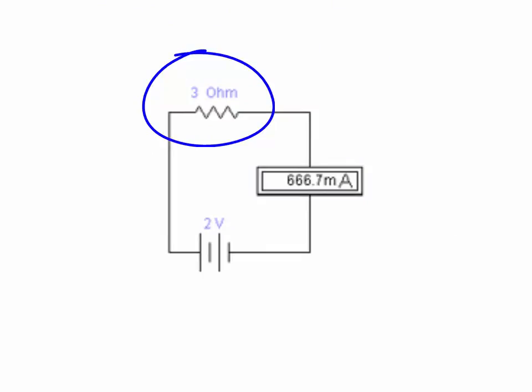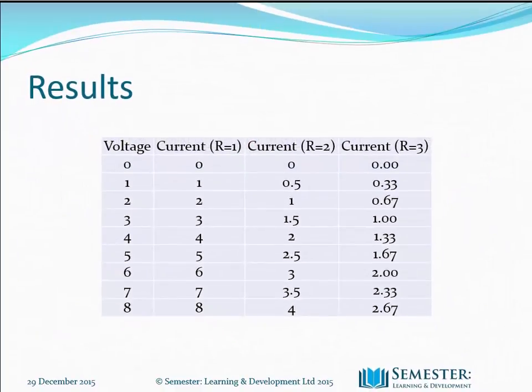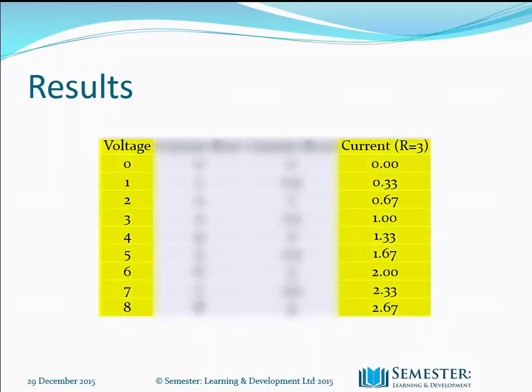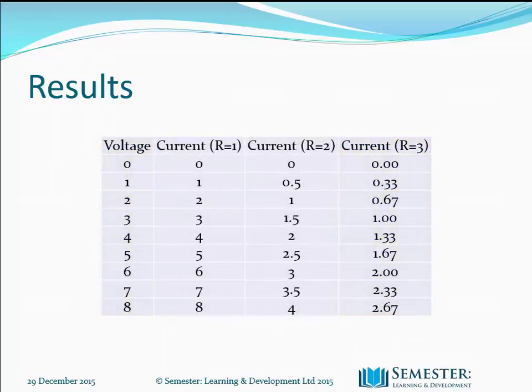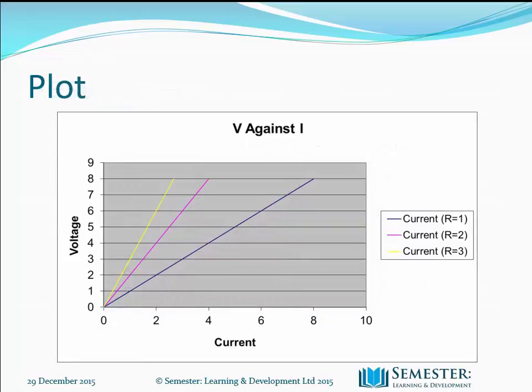If we then increase R1 to 3 ohms, this is what we get. We can see that the current has reduced again. To demonstrate visually, let's plot these in a graph. We can see that the voltage is directly proportional to current as long as the resistance remains constant. So the temperature can't change either, because this will affect resistance.